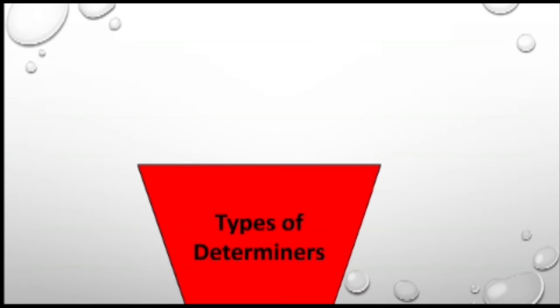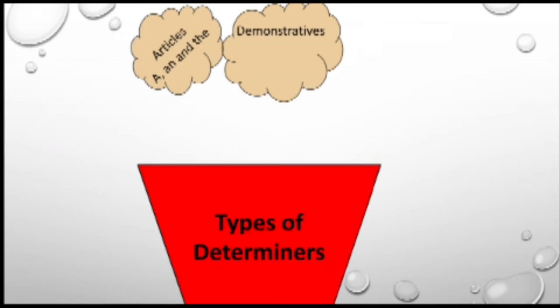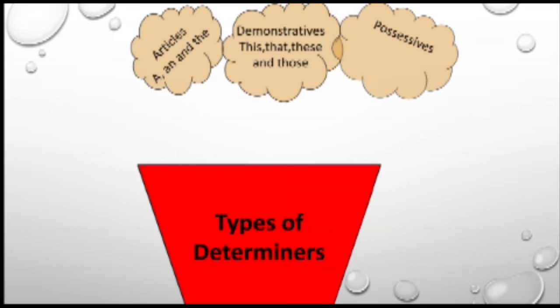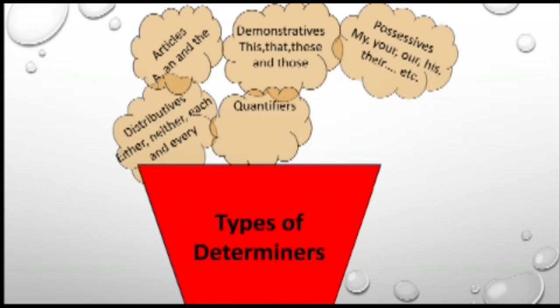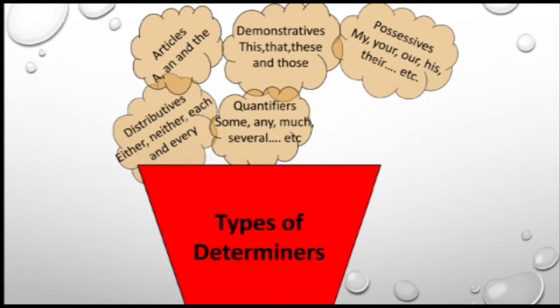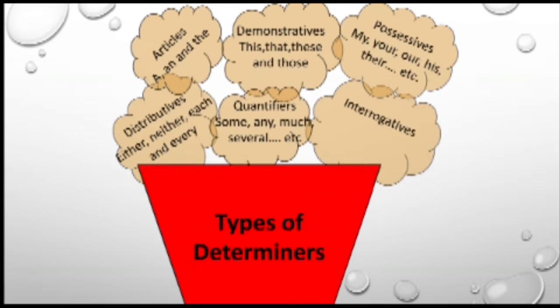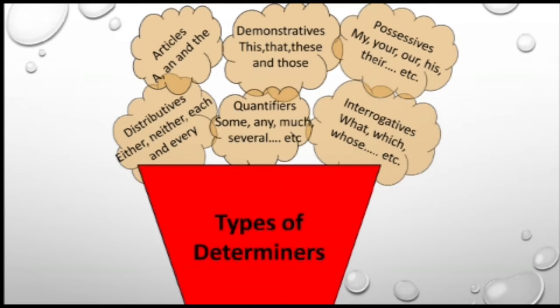There are 6 types of determiners. First, articles, under which we have a, an, and the. Second, demonstratives, which consist of this, that, these, and those. Third, possessive. They tell you about the possession of noun. For example, my book, your house, our children. Next, distributives. In that we have either, neither, each, every, all, both, and many more. Next, quantifiers. Quantifiers specify the quantity of noun such as some books, any money, several students, etc. Last, interrogatives. These determiners put up a question about a noun using what, which, whose, etc.